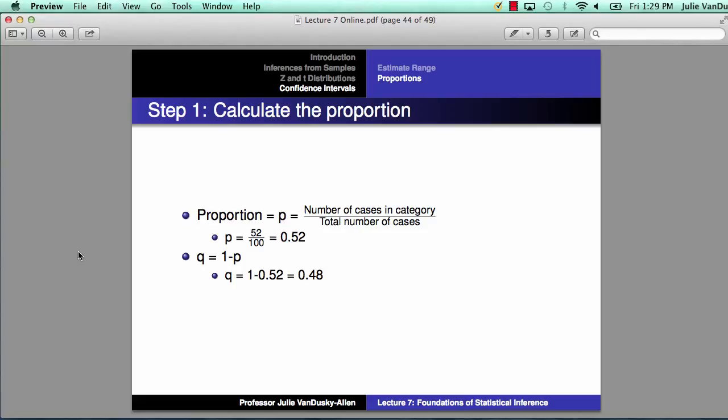First, we would calculate the proportion for individuals who supported candidate 1. The calculation for the proportion P is the number of cases in a category divided by the total number of cases. So in this example, 52 respondents said they supported candidate 1, and there were 100 total respondents. So 52 divided by 100 is 0.52. We also have to calculate a value Q, which is the number of respondents who did not support candidate 1. The calculation for Q is simply 1 minus P, or 1 minus 0.52, which is 0.48.